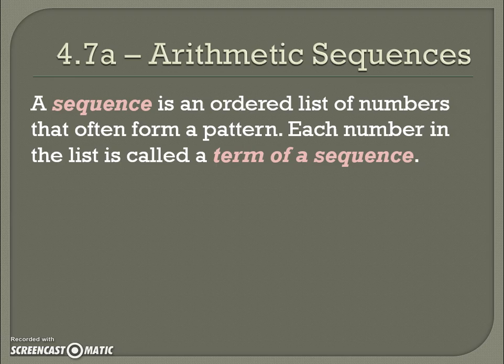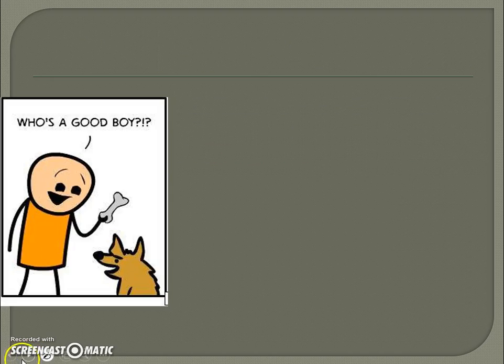Here's a couple vocab words. Pause and copy these down. It says a sequence is an ordered list of numbers that often form a pattern. Each number in the list is called a term of a sequence. We'll look at a couple examples of that.